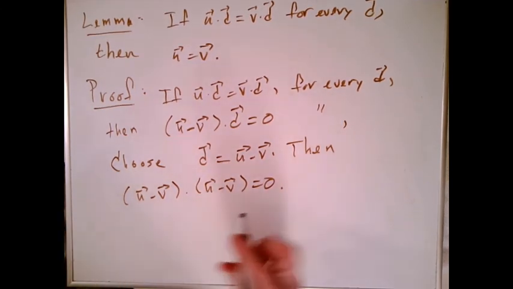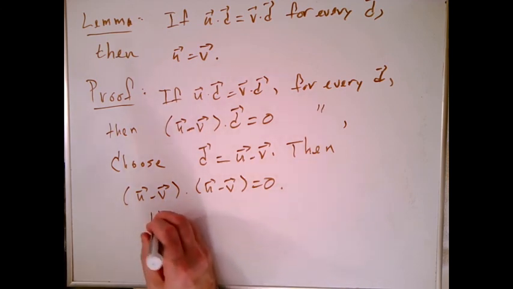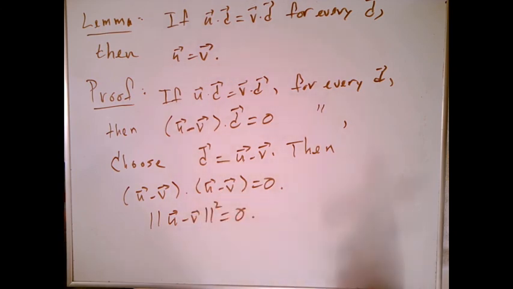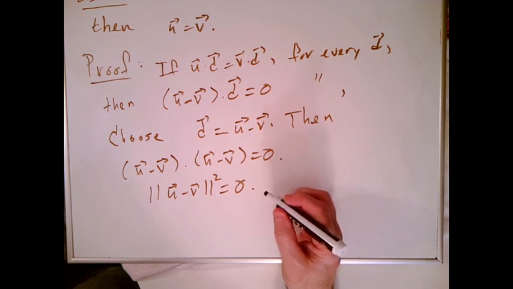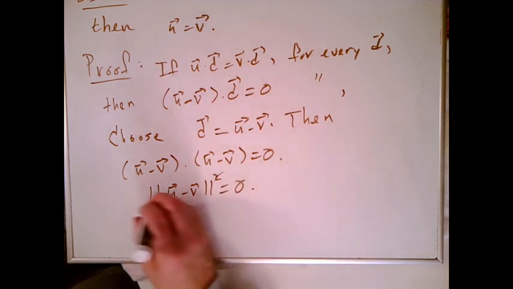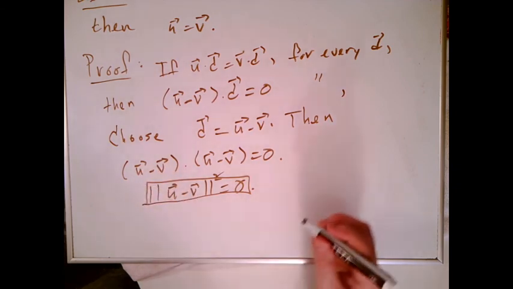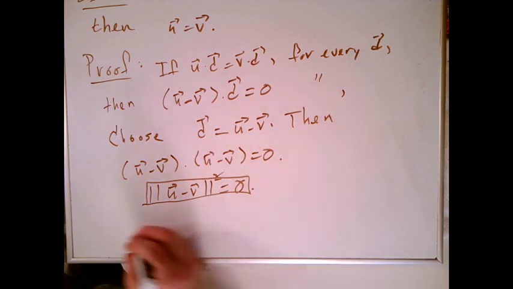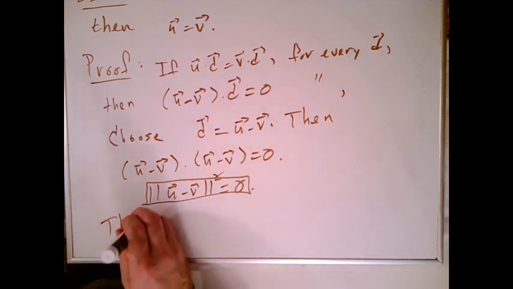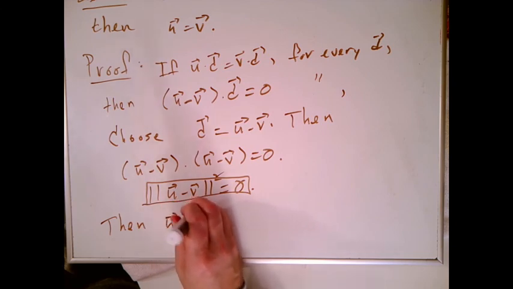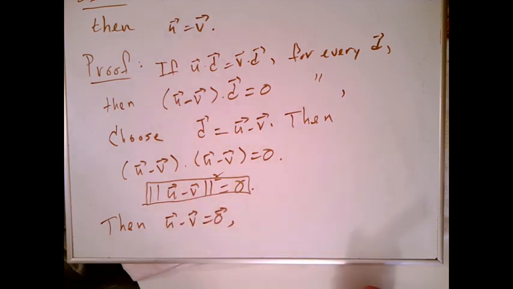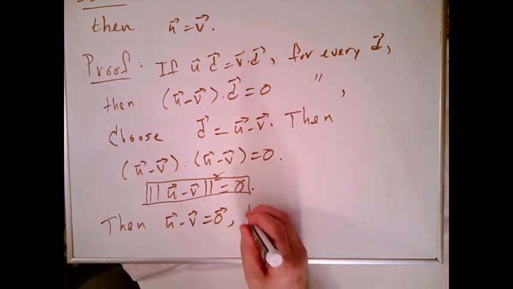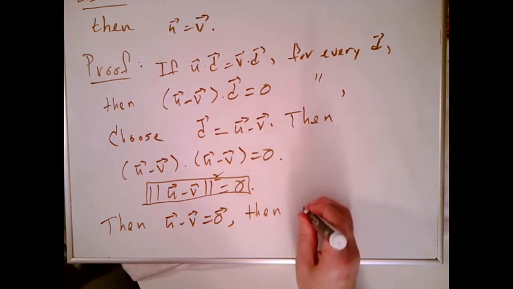Remember that any vector dot itself is the length of the vector squared. So that's going to say that u minus v length squared equals 0. But if the length squared is 0, we certainly could take the square root. So what we're going to get is that the length of u minus v has to be 0. Well, there's only one vector who has length 0, and that's the 0 vector. So that's going to tell us that u minus v must be the 0 vector, because the 0 vector is the only vector of length 0, and then we can add v back to both sides, and then we get our conclusion. Then u must be equal to v.